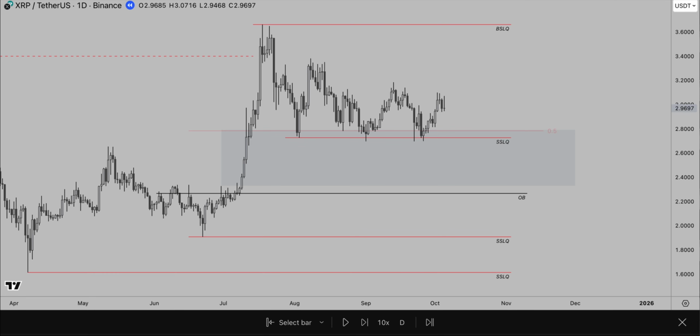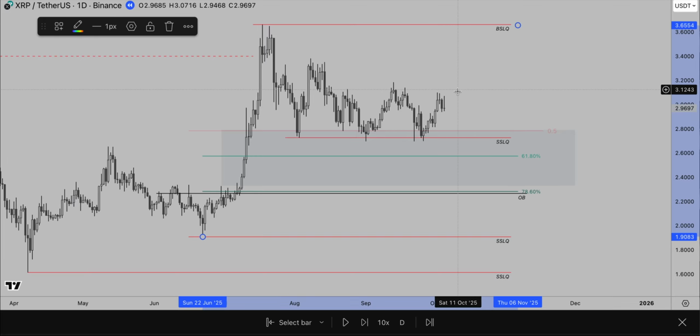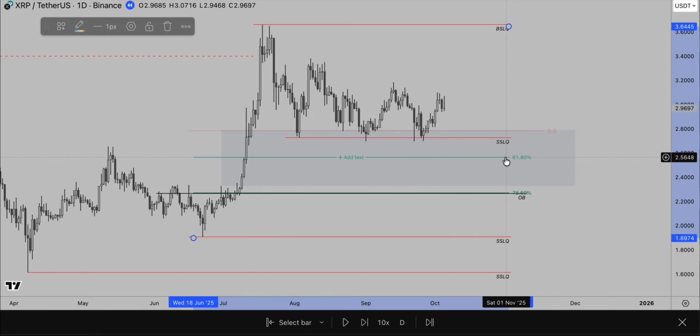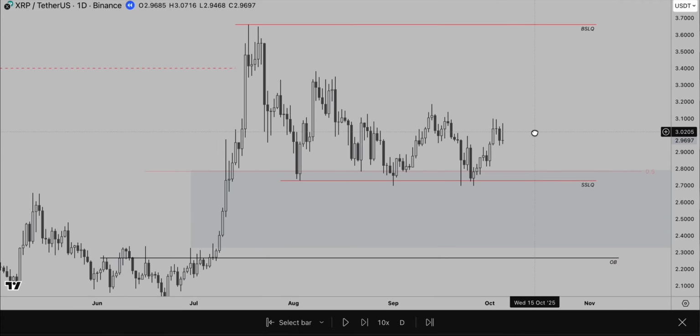What we can also do is put in a fib from this swing low to the swing high. And what we expect is for price to come into the OTE level. And we can see within the OTE level, we've got a fair value gap as well. I'm just going to remove this for now, and let's start zooming into the price action.